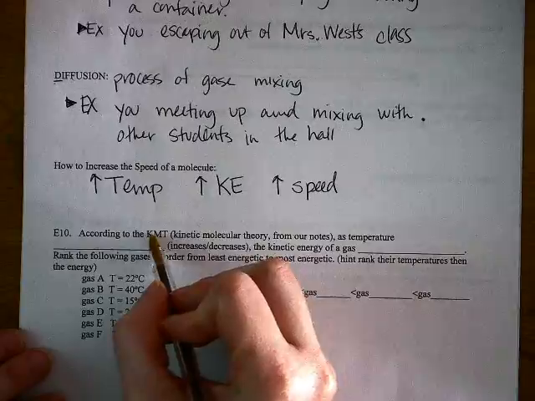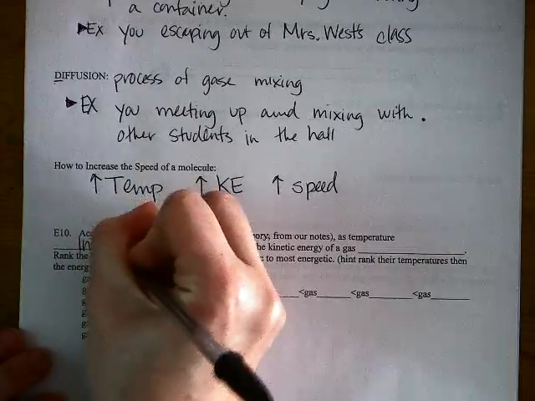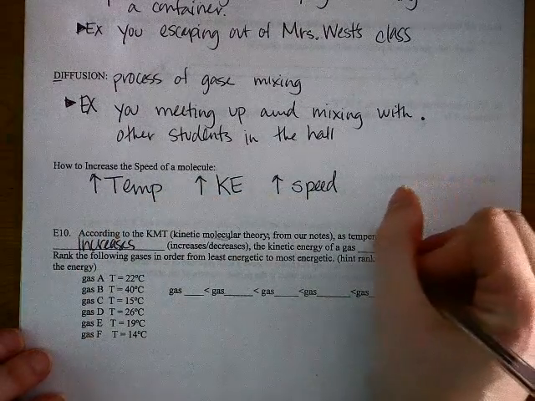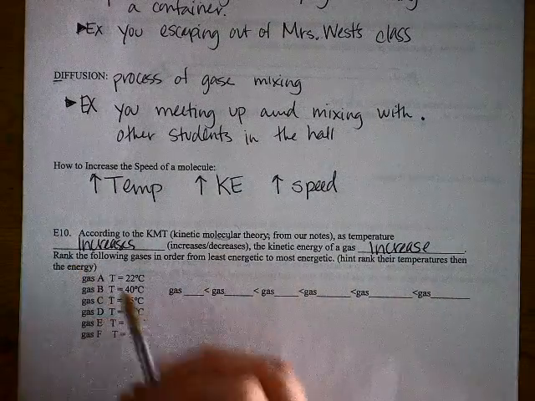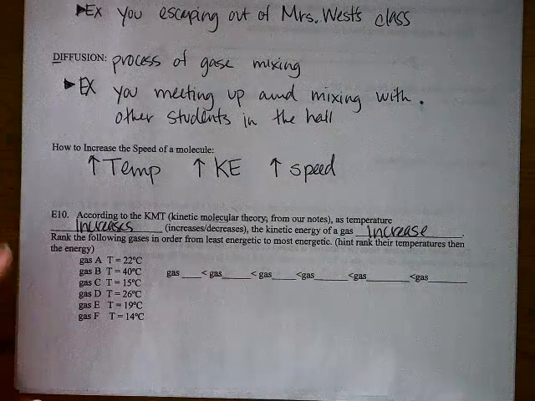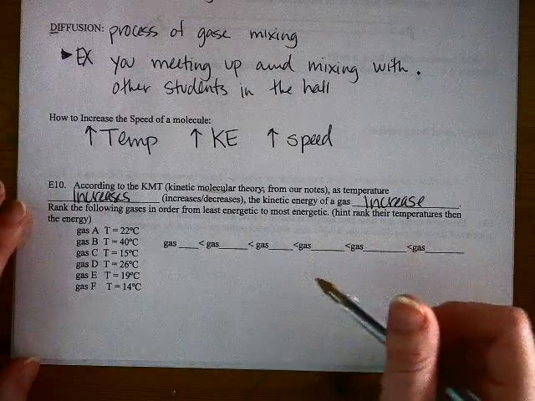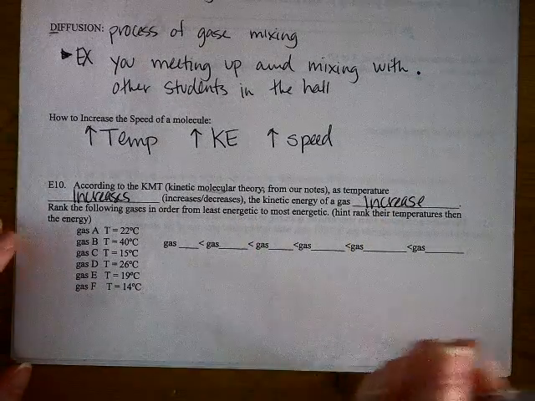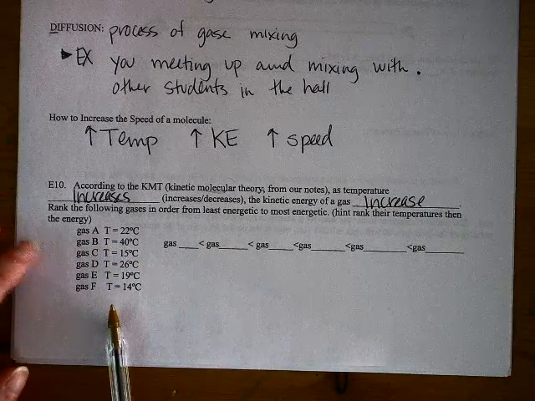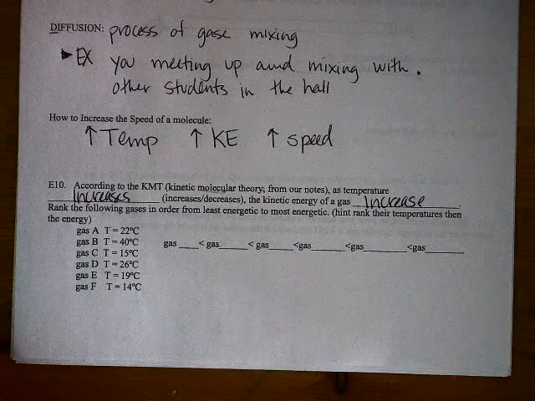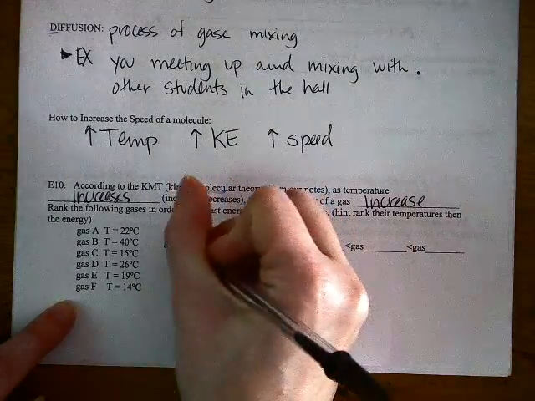Now, according to our kinetic molecular theory, again, KMT, moving molecule theory, as temperature increases, we know that kinetic energy is going to also increase. This is the most important thing for us to look at in terms of speeds. We're always going to look at temperatures first, and then we'll look at something else if we have to break a tie. So I guess my question is, which one of these gases is going to be moving the slowest? The one at 14 degrees Celsius, which is gas F.